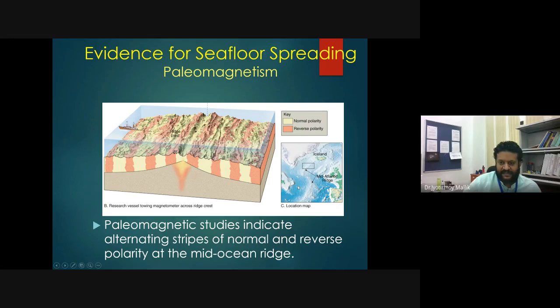For example, the mid-Atlantic ridge is one of the most beautiful examples of such seafloor spreading, which is happening right now.